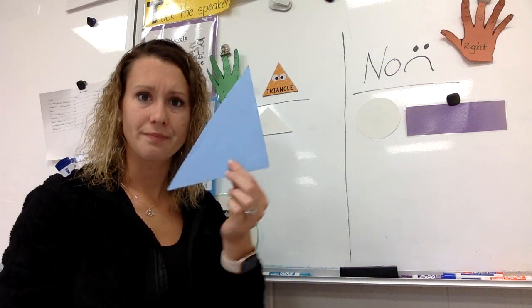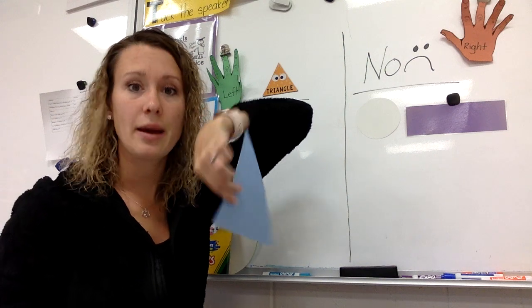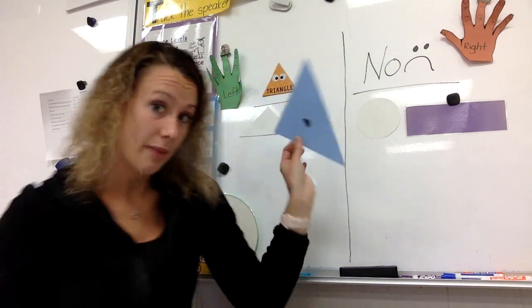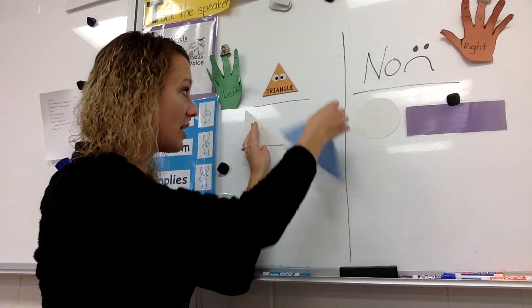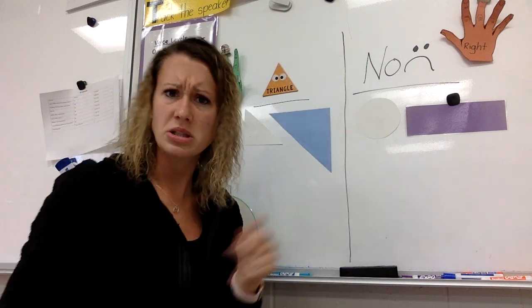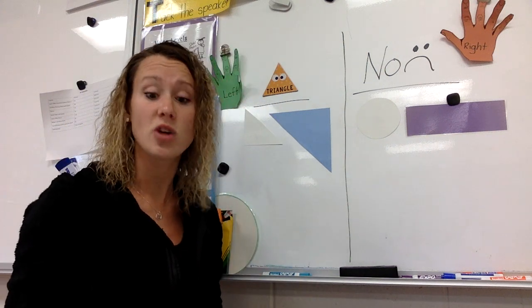Is this a triangle? Is it a triangle now? Yep. How about now? Yeah. It doesn't matter which way you turn it. It's always a triangle. Believe me, I have children that tell me no. No, that's not a triangle, Mrs. Birch. Yes, it is. It doesn't matter if I turn it or put it on my head. It's still a triangle.